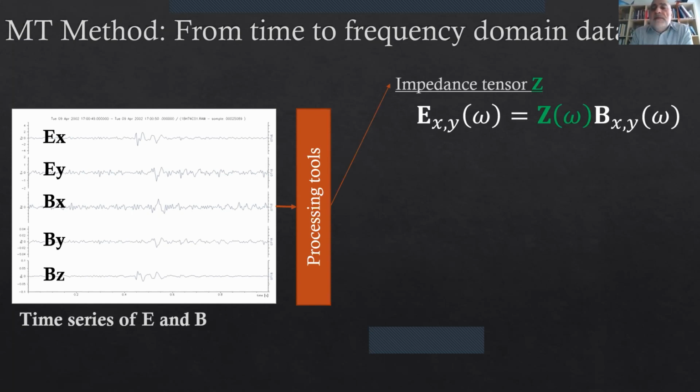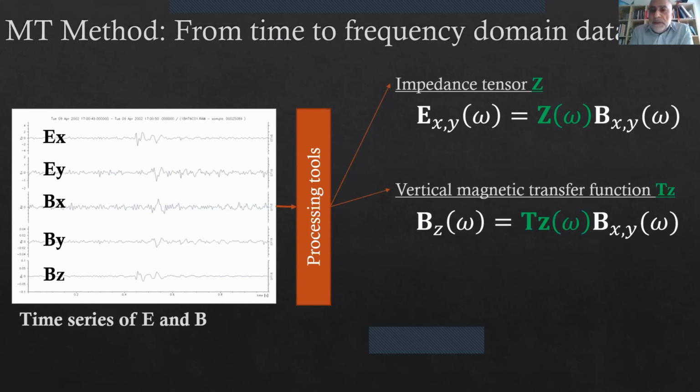The first data type typically used in MT is the so-called impedance tensor. It is nothing else than relating the horizontal electric to the magnetic field via a transfer function. That's what we call the impedance tensor, and this tensor carries information about the electrical conductivity of the subsurface. And here keep in mind all the quantities are a function of period, expressed here as omega equals 2 pi f.